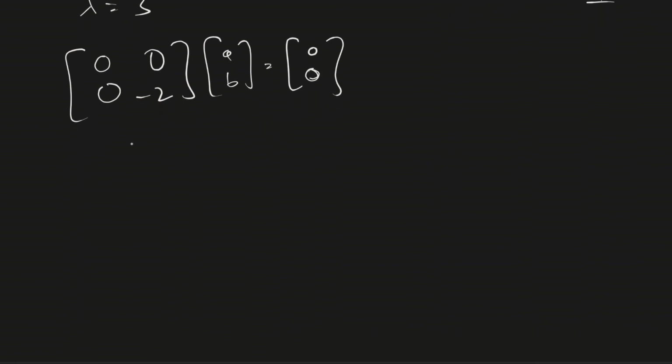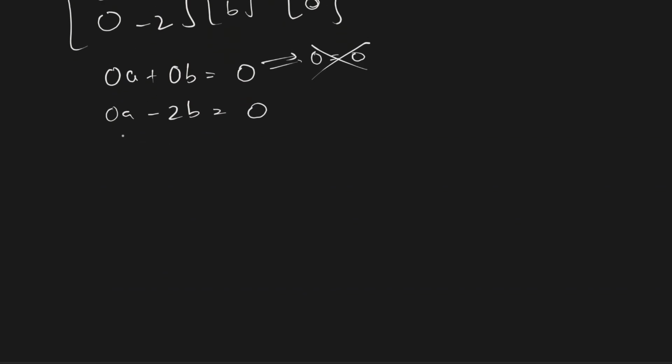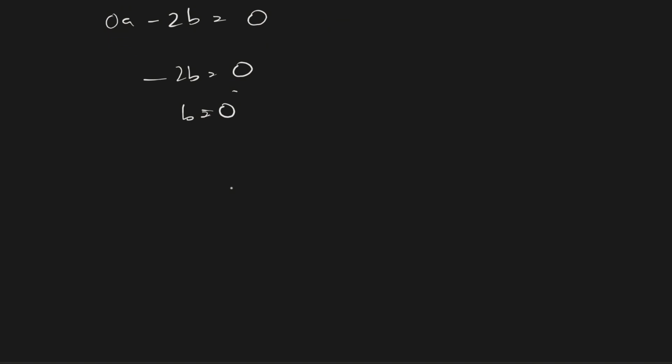Now if I do matrix multiplication, for the first equation I'll get 0A plus 0B equals 0, and 0A minus 2 times B equals 0. So the first equation is nothing but 0 is equal to 0, which is of no use at all. The second equation implies minus 2B is equal to 0, which means B is equal to 0. So in this case, I'm getting the quite opposite condition: B is equal to 0 and A can literally be anything.